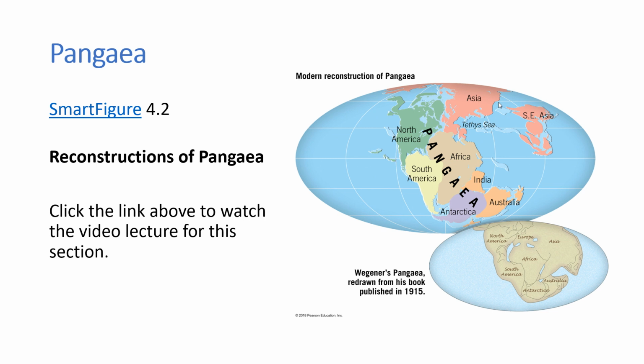Smart Figure 4.2 is worth taking a look at. It gives you an idea of the reconstruction and animation of Pangaea so you can see the continents as they are today, what they would have looked like when all of the landmass was together, and then how they moved into their present positions.